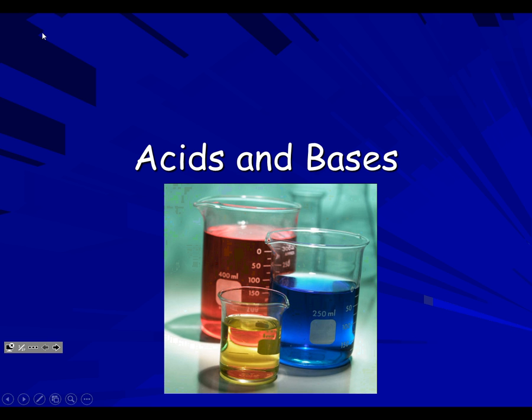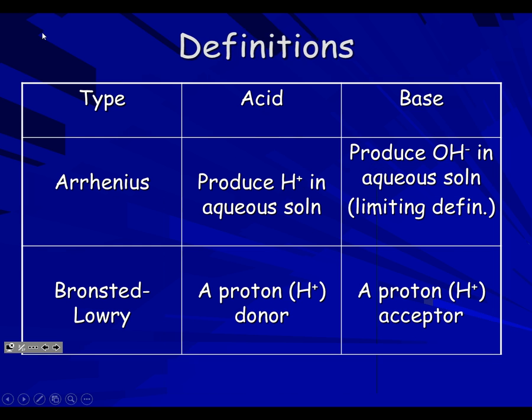Okay, so acids and bases. We talked about these definitions earlier, so this is just a review. Remember, our Arrhenius definition is our pretty limiting definition of both the acid and particularly the base, because in order to be a base, you have to have hydroxide, and only our strong bases have hydroxide.